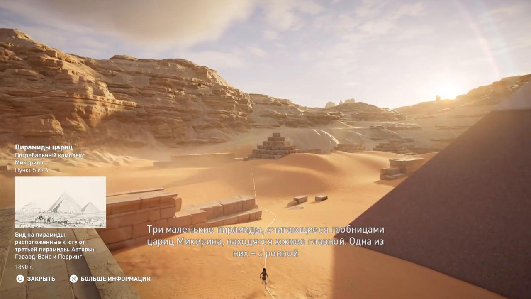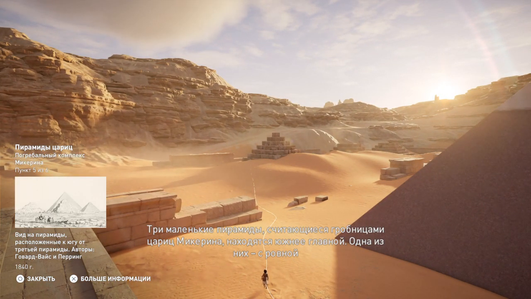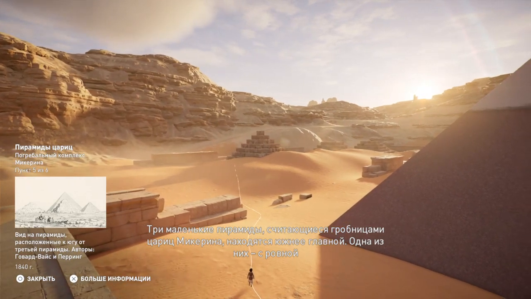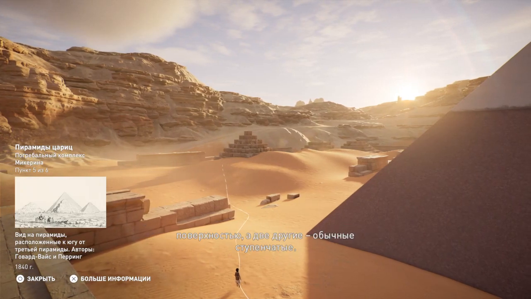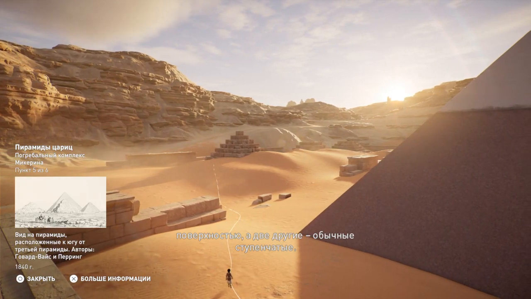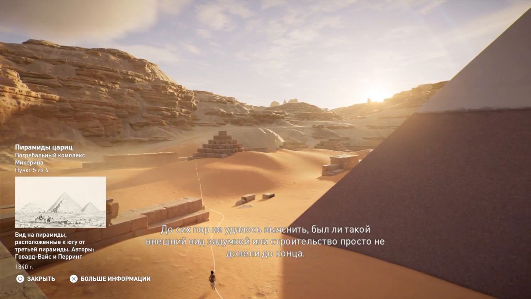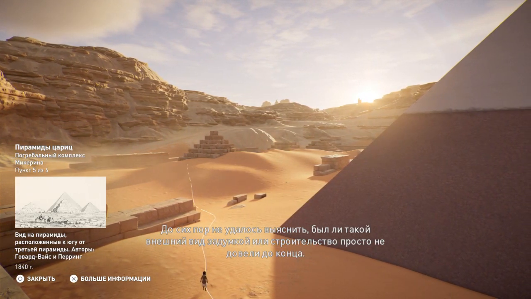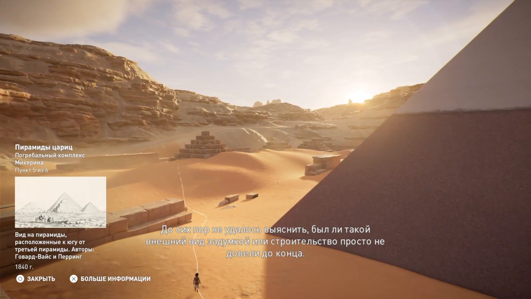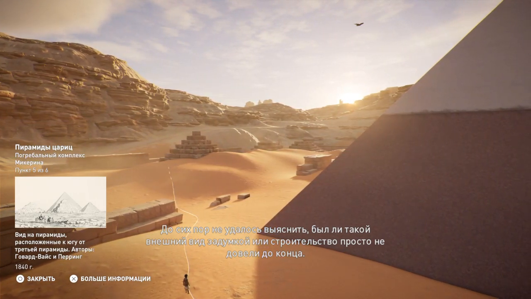Three small structures, referred to as Menkaura's Queen's Pyramids, were erected along the southern side of the main pyramid. One of them was a smooth-faced pyramid, while the other 2 were more basic step pyramids. It is difficult to assess whether the latter were designed as such or were left unfinished with no casing to smooth out their surfaces.